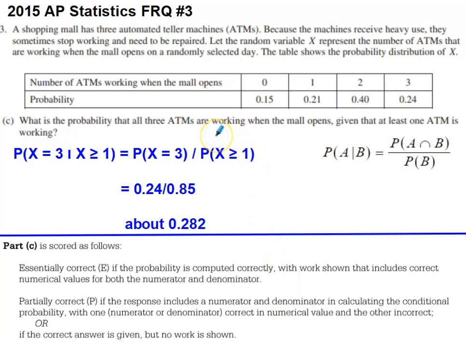Part C asks us to find the probability that all 3 ATMs are working when the mall opens, given at least one of the ATMs is working.